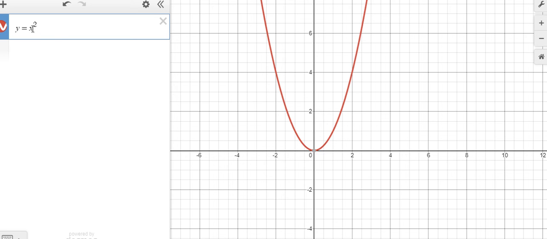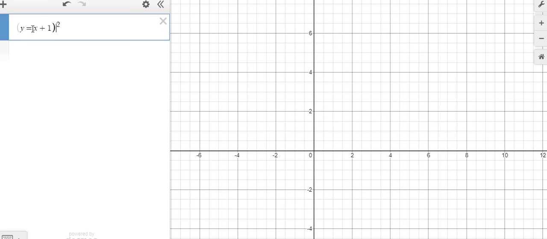If I add here +1, then we see the vertex is shifted to x is equal to -1 and y is equal to 0. If I subtract 1, then the vertex of the parabola is shifted to x is equal to 1.